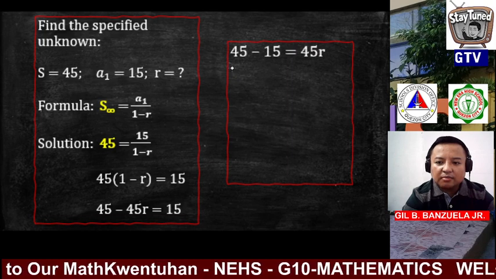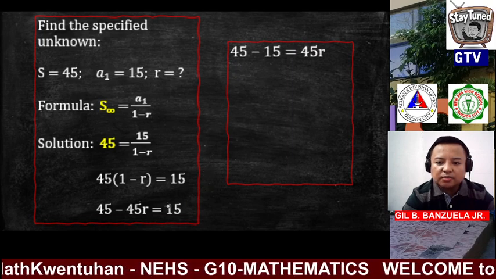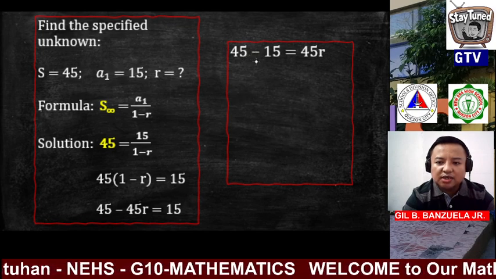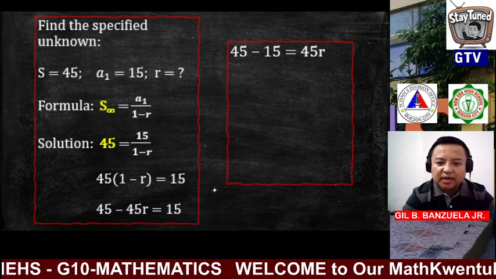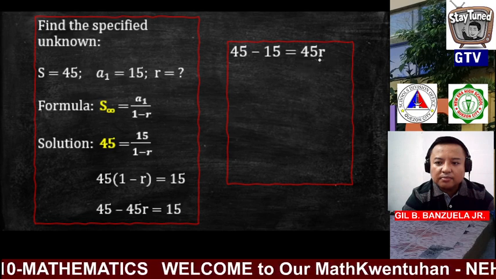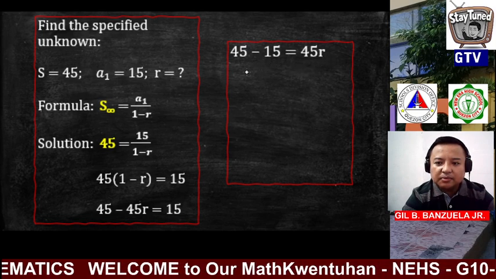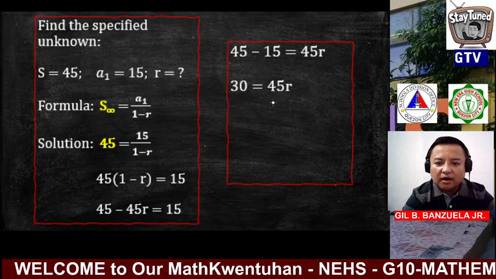Then we will arrive at 45 minus 15. Again, take note, when we transfer one term from one side to another, we have to change the sign. And if you could notice, negative 45, after transferring that on the right side, it turns out to be positive. Then let's simplify. So 45 minus 15 gives us 30, and that is equal to 45r.